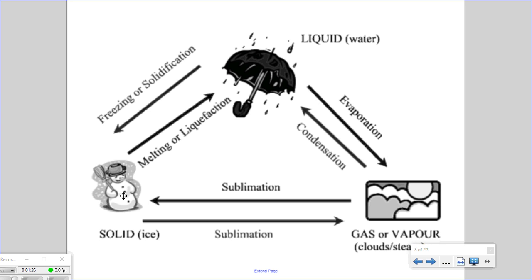If we have a solid and we are going to a liquid, this is referred to as melting, and then a liquid to a solid is known as freezing. And then if you have a liquid going to a gas, this is evaporation, and a gas going to a liquid is called condensation. So matter can go between any of these three states, and each change of state has its own name.